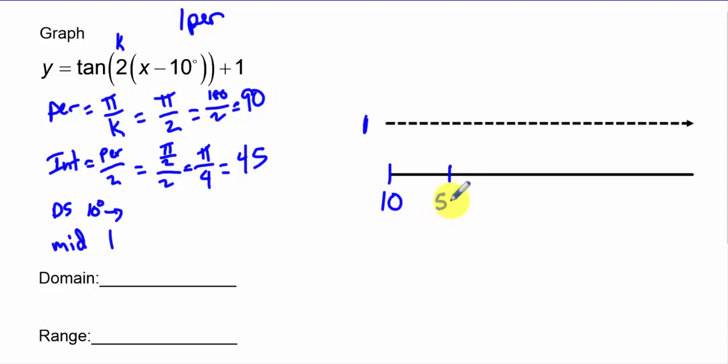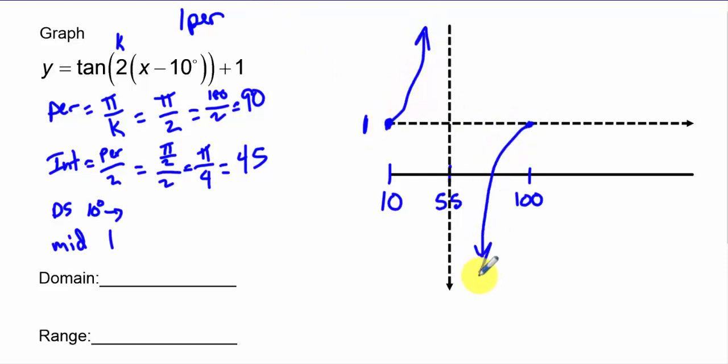So I have 55 and 100. Notice that's a total of 90 degrees. One period of tangent should occur there. I know in a normal tangent function, notice there's no y multiplier in this case, I would start at the midline. Then I would throw at the next interval an asymptote in, and then I would get back to the midline. And I know tangent always rises, so there's my graph.